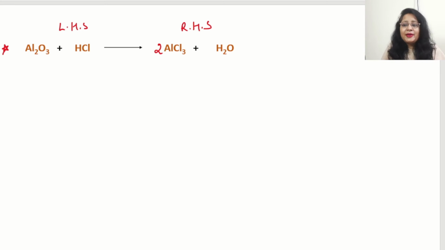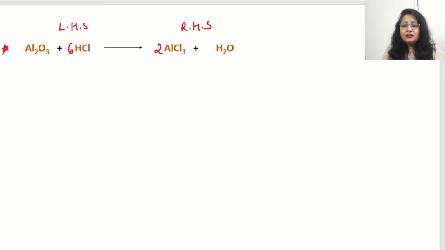Now metal is balanced. Come up to the non-metal. Non-metal here is 1 on the left hand side. And on the right hand side now we can see 2 into 3, 3 2s are 6. Here chlorine is 6. So what can we do? We can write 6 here.